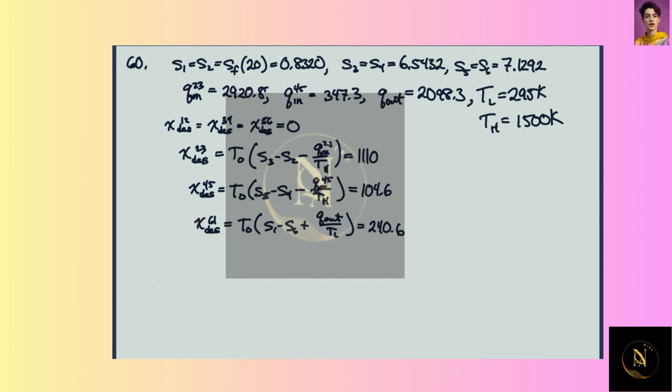So then we have the exergy destroyed in the pump, and that winds up being, again, this would be heat. No, sorry, not in the pump, in the condenser. So in the condenser, we have heat transfer out. So the change in entropy in the fluid, and then from the heat transfer, that winds up being 240.6 kilojoules per kilogram.